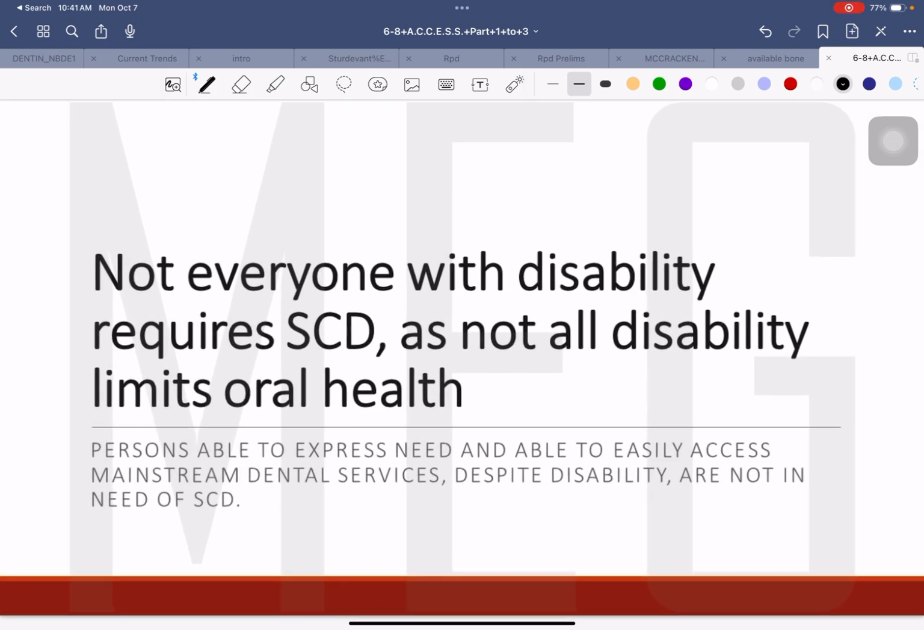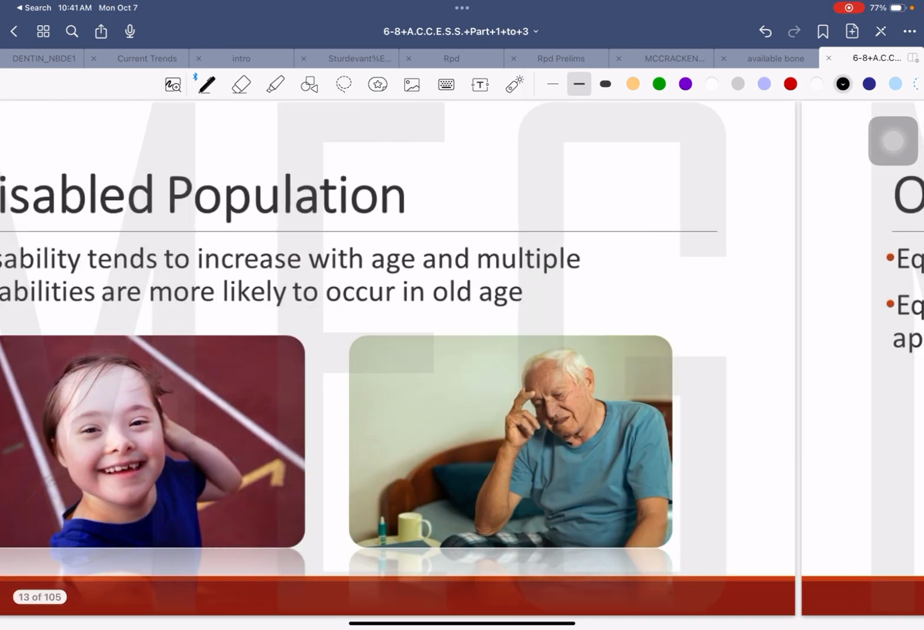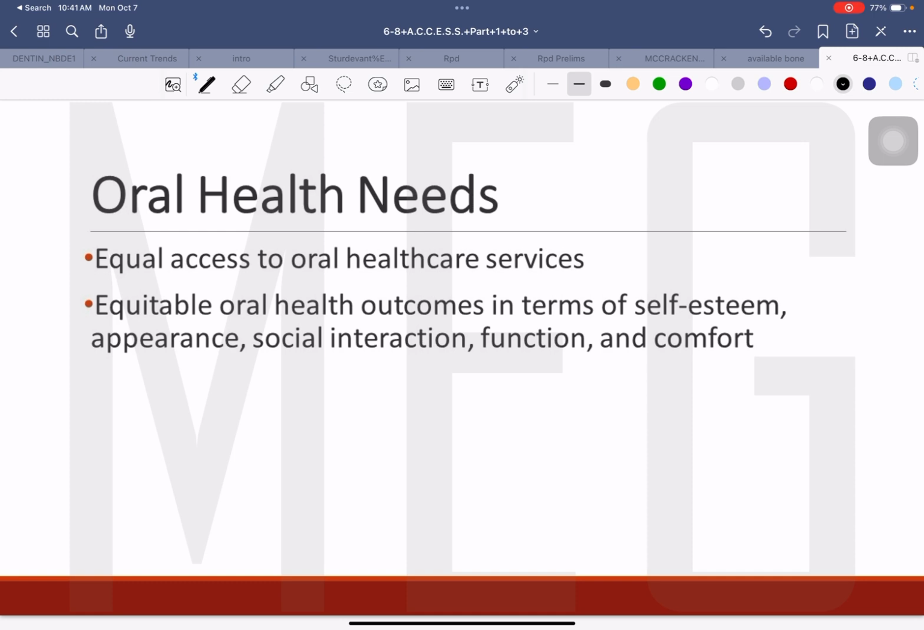So not everyone with disability requires special care dentistry, as not all disability limits oral health. Persons able to express need and able to easily access mainstream dental services despite disability are not in need of special care dentistry. Okay? So, the disabled population. Disability tends to increase with age, and multiple disabilities are more likely to occur in old age. Oral health needs equal access to oral health care services and equitable oral health outcomes in terms of self-esteem, appearance, social interaction, function, and comfort.